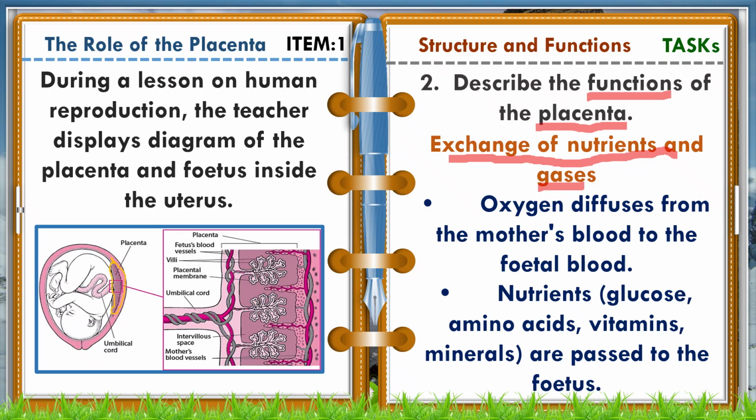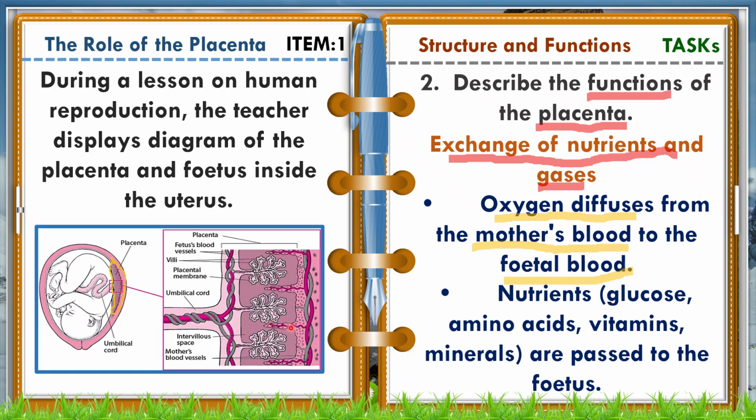So we are starting with the first function of the placenta. It is exchange of nutrients and gases. So here we see that oxygen diffuses from the mother's blood to the fetal blood. So when we come back here to our uterus, we can see this is the mother's blood vessels.